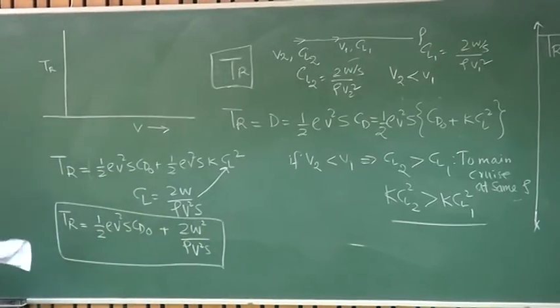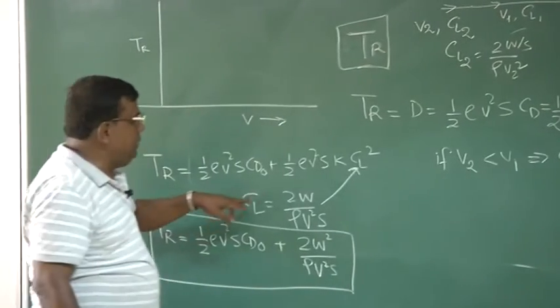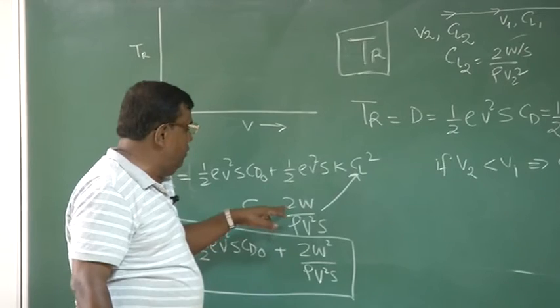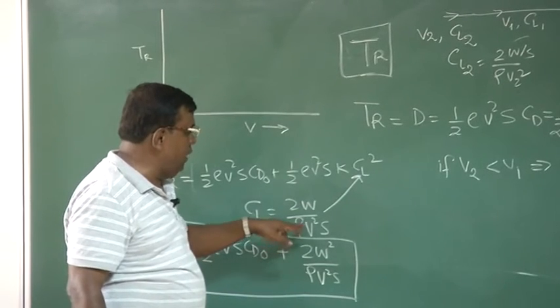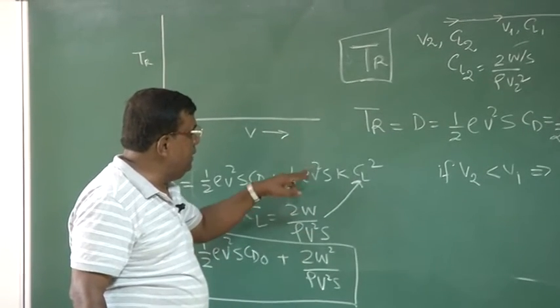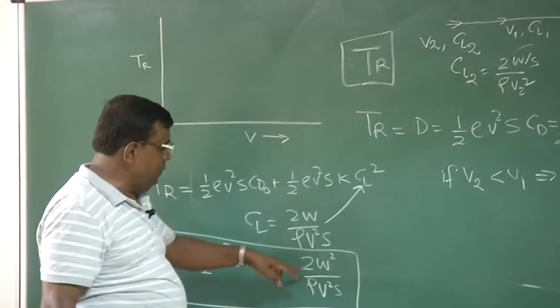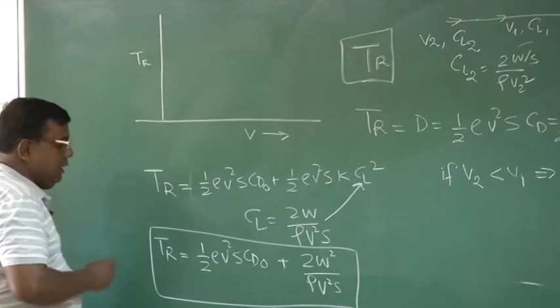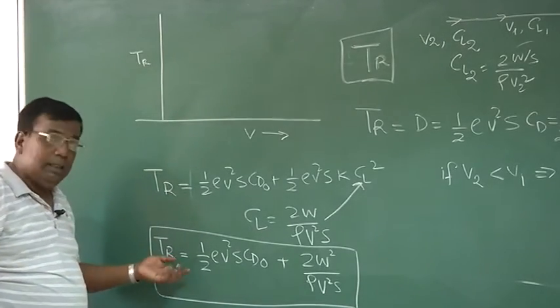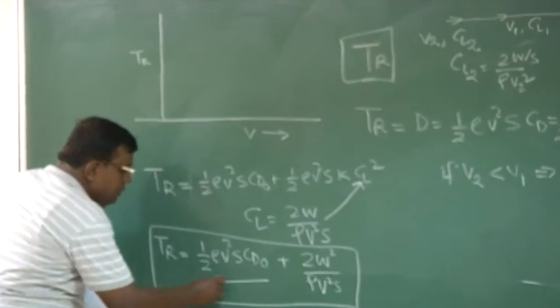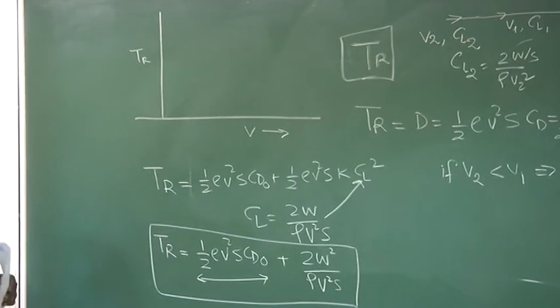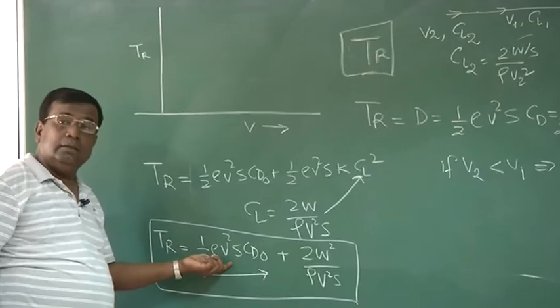This is clear? How will you get this? I am substituting CL here by this expression. So CL square will be 4W square rho square V to the power 4 S square, and this they will get cancelled from here. So we will get 2W square by rho V square S. Now you could say explicitly, as I am increasing the speed, this thrust required, which is basically the drag, goes on increasing with V.